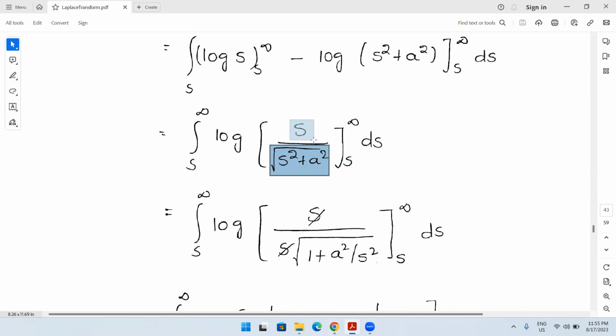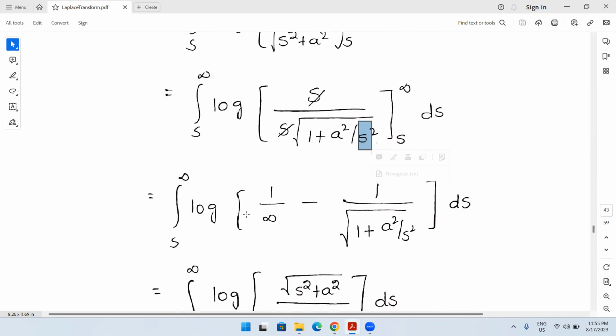So for that, as usual, keep s in the numerator as it is and take s square out of the square root. S square out of the square root is nothing but just s. We get s times the square root of 1 plus a square by s square. This s and s get cancelled. Now we can substitute infinity here. So we get the same problem, same mistake here. Okay, here I'll substitute.